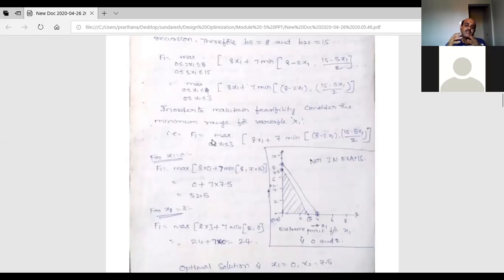Now we have to get the values of x1 and x2 in such a way that f1 will be maximum.